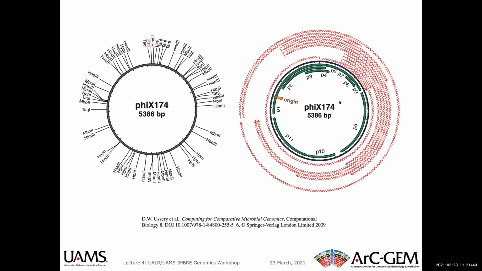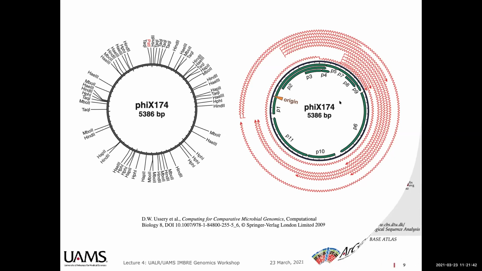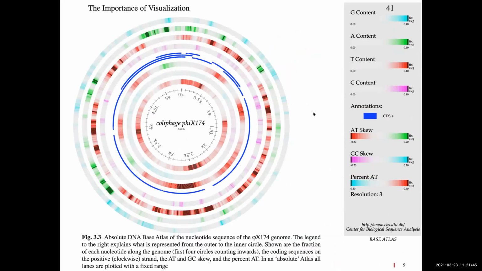And so when we're developing these atlases, we could make an atlas of this phiX174. And so we could look at how much G, A, T, and C you have here.